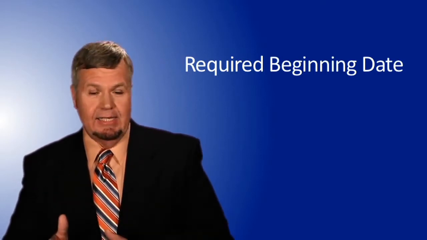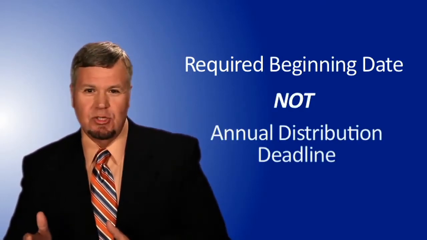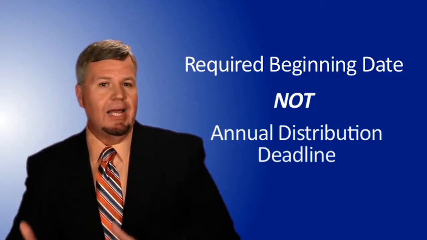Fran, does an individual over age 70 and a half have until April 1st of each year to satisfy the prior year's RMD? A lot of people have a misconception on that, Patty, where they believe that they have until April 1st each year to satisfy the prior year's required minimum distribution. But remember, this April 1st date is the required beginning date. It's not the annual distribution deadline. An individual does not have until April 1st each year to satisfy the prior year's RMD amount.